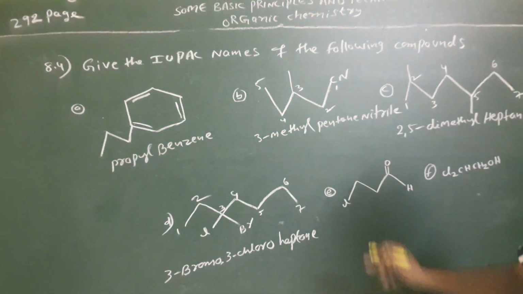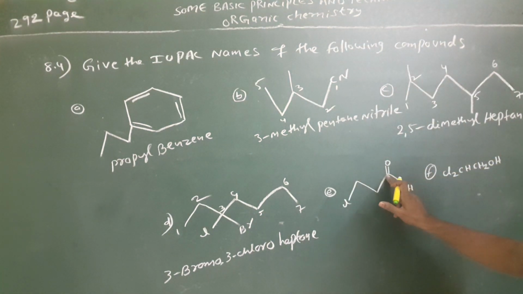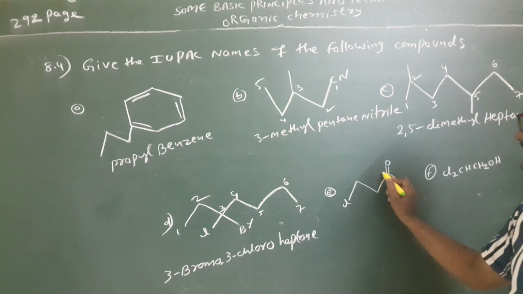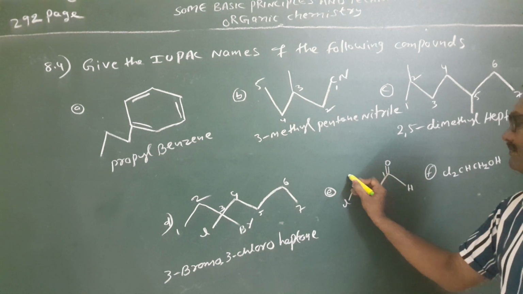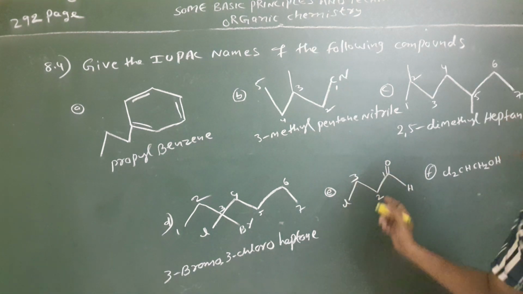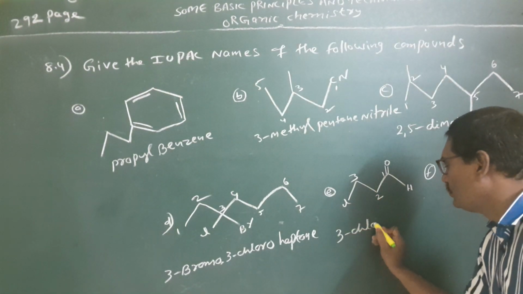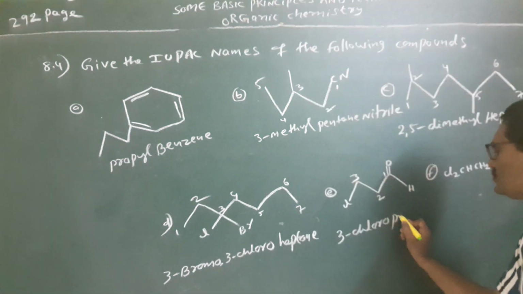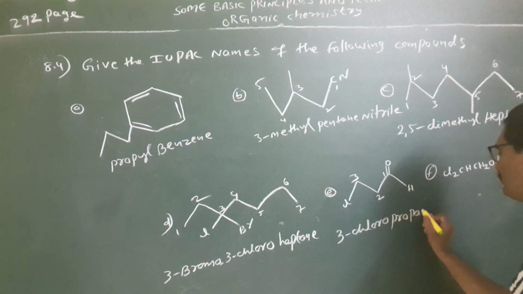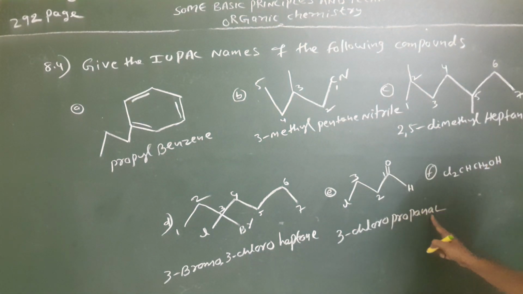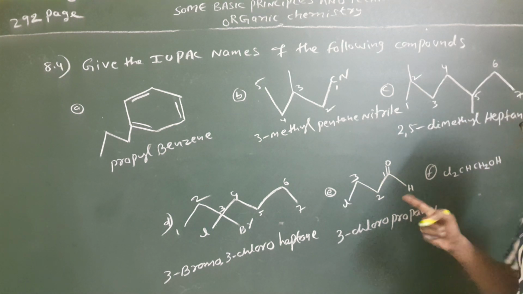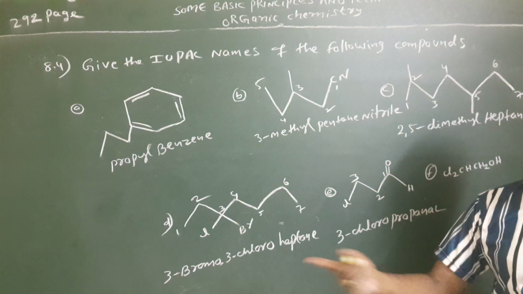Next one, E. So it is the aldehyde, CHO aldehyde. It is the first carbon, second carbon, third carbon. Here, its name is: the third place contains substituted chloro, 3 chloro, so propanal. AL means aldehyde. OL means alcohol.